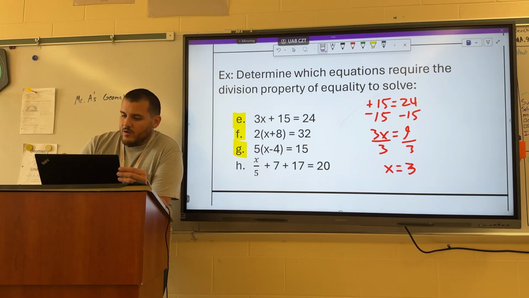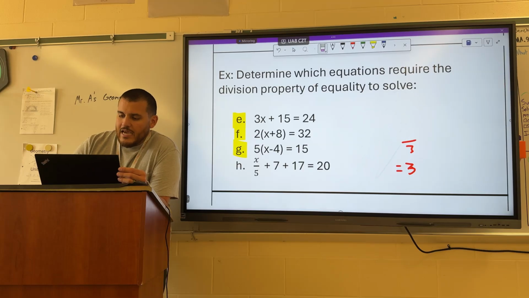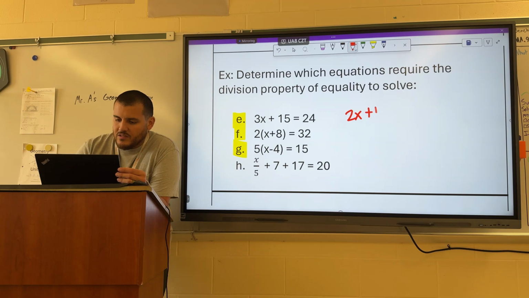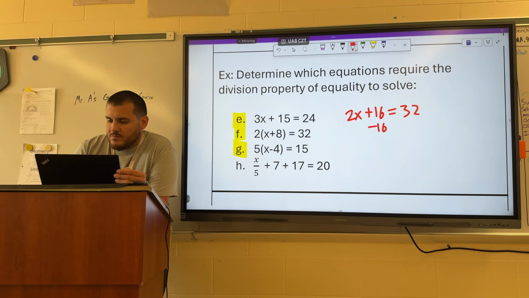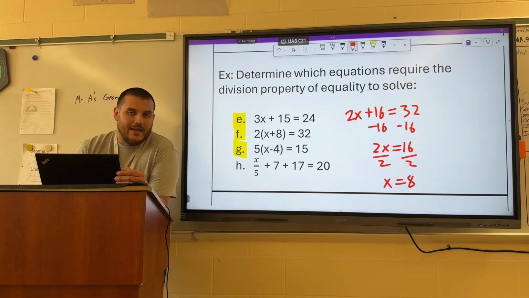That same thing will happen in F. After we distribute that 2 into the parentheses, I would get 2x plus 16 equals 32. I would subtract both sides by 16 to get 2x equals 16, and then I would divide both sides by 2. That's my division property of equality to get x equals 8.